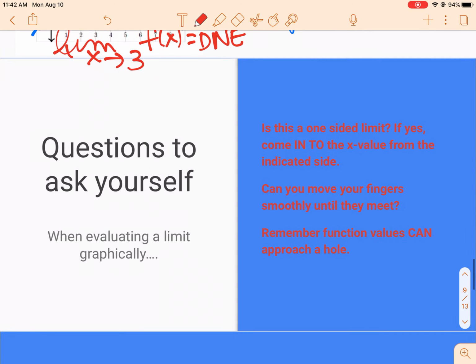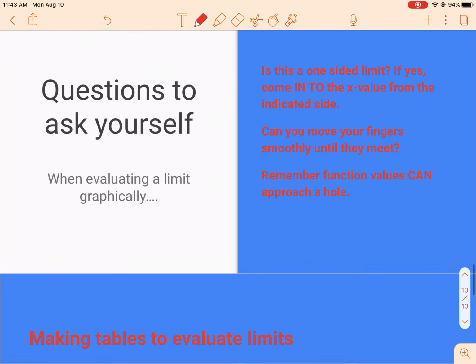So some questions to ask yourself. Is this a one-sided limit? If yes, then come into the x value from that side. Can you move your fingers smoothly until they meet? Because if you can move them to where they meet, then that's what your limit is. Remember that function values can approach a hole. So these are just some things to write down or really keep in your mind.